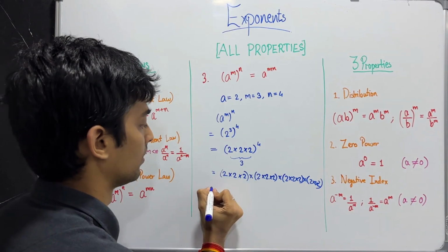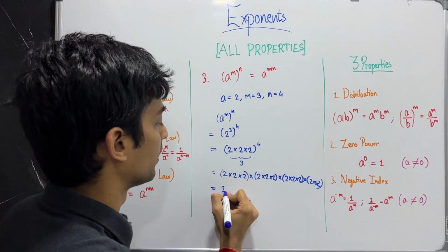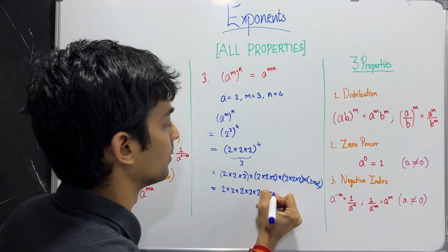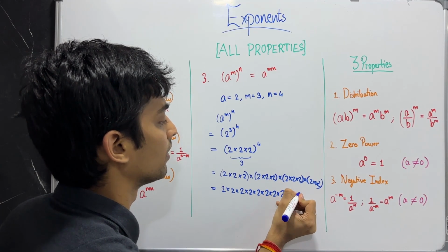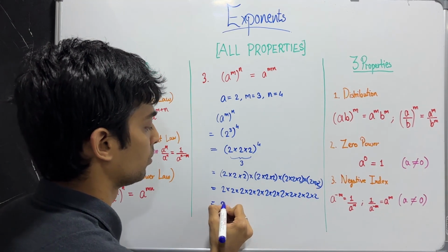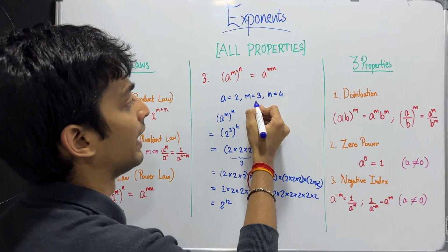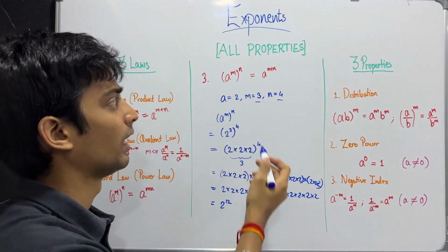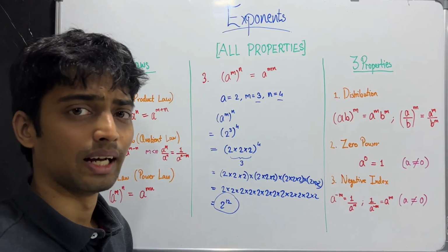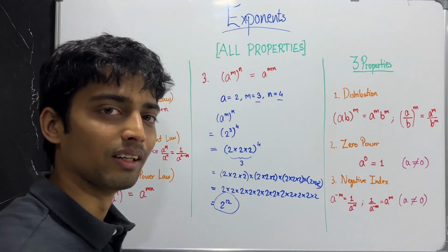Now when you open the bracket, it doesn't affect anything. So there will be 12 2's. So 1, 2, 3, 4, 5, 6, 7, 8, 9, 10, 11, 12, which is 2 raised to 12, which is a raised to mn. So m is 3, n is 4. So 3 into 4 is 12. So 2 raised to 12. That's the answer. Basically, if we have a raised to m and its whole raised to another power, then the powers will get multiplied. Okay, let's move on to the next.